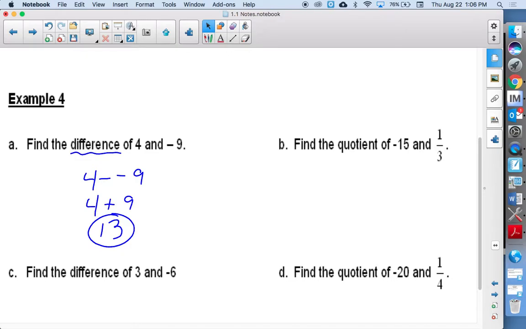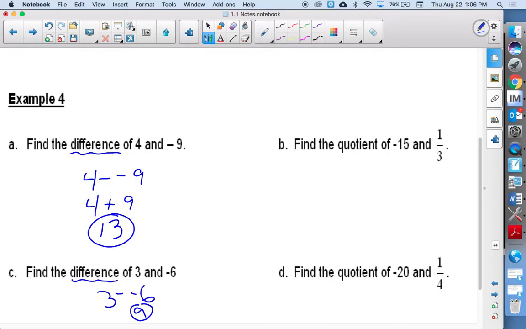C. Also, find a difference of 3 and negative 6. So we have 3 minus negative 6. Keith, what is 3 minus negative 6? 9. Nice job. Or 3 plus 6.